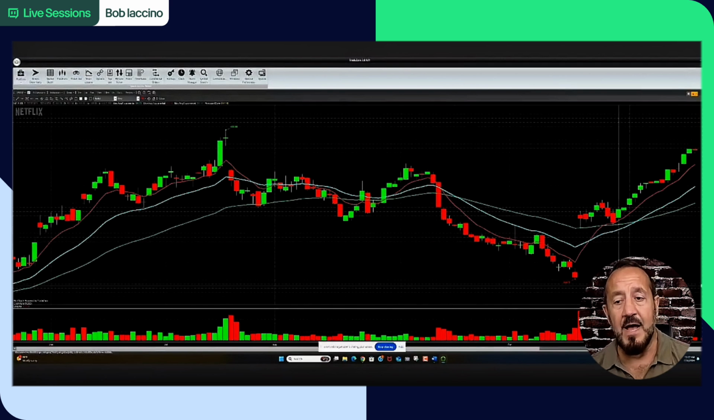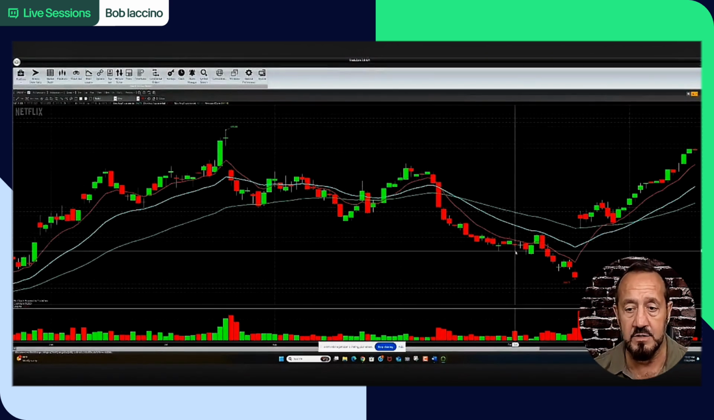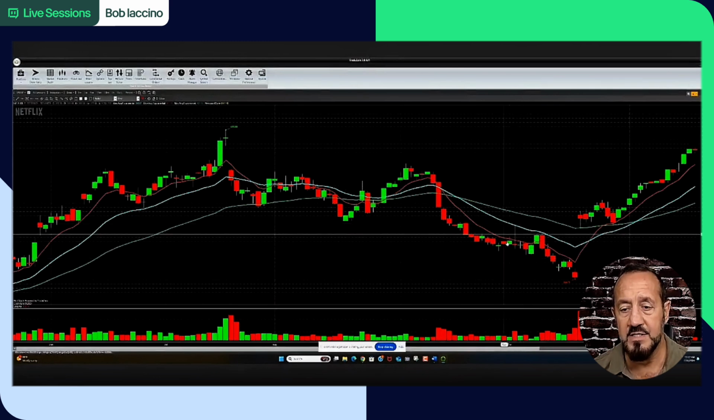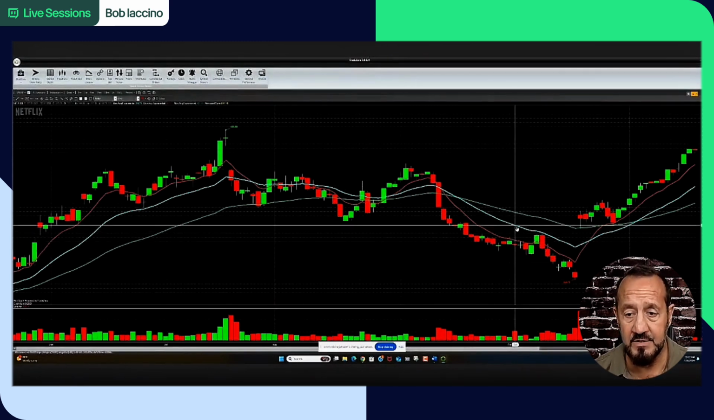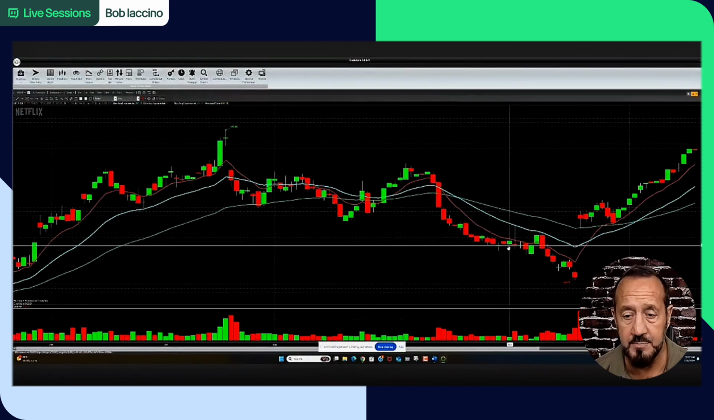Okay, when I get that, I want to find a move up into the rotation zone that fails. Now, this one does not qualify for me. Why? Because it went up and tested the 21 and came back and closed below the previous day's close.